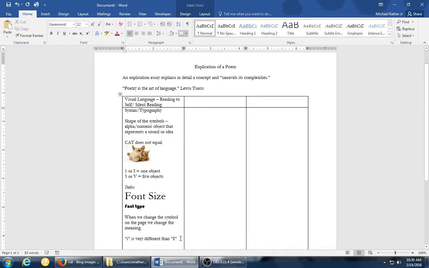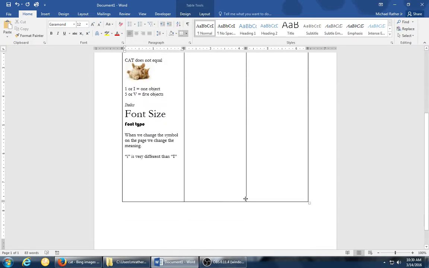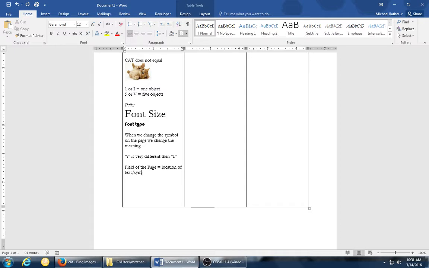They have different effects, right? So even something as simple as lowercase and uppercase letters can change the meaning of words. Context creates everything. Shape creates everything. Type creates everything. So we have to be constantly aware of those things, particularly with poets like E.E. Cummings, who really uses font size, shape, type, and something also called field of the page, which I've referred to before. This is the location of text symbol on the page.